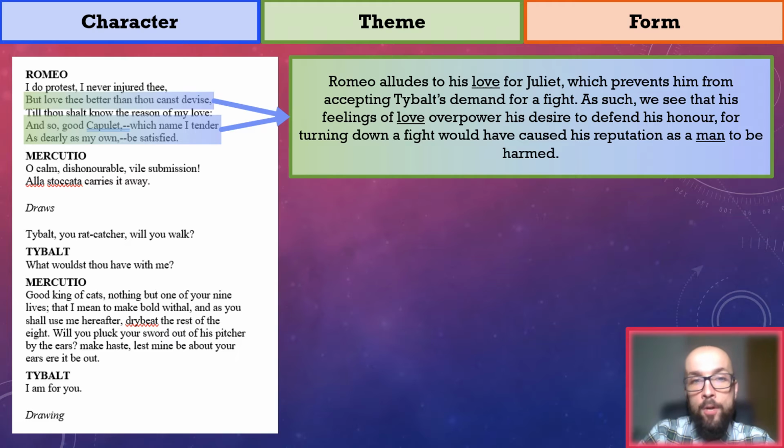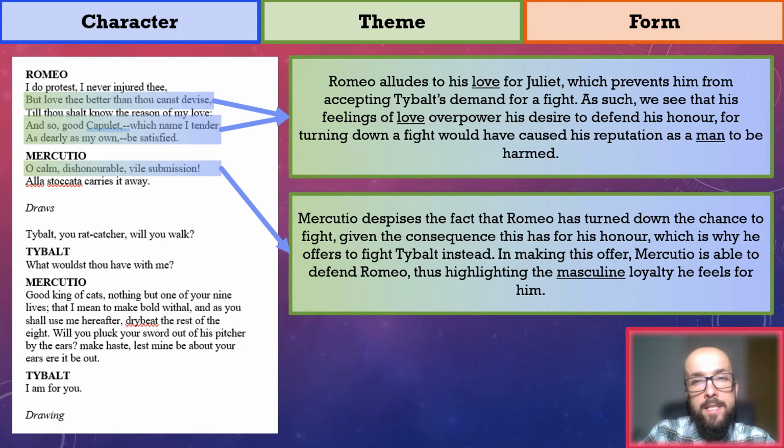Subsequently, we see that Romeo's feelings for love overpower his desire to defend his honour, for turning down a fight would have caused his reputation as a man to be harmed, which would have been seen as a threat to his honour in Shakespeare's time. The list of 3 adjectives Mercutio uses to describe Romeo's refusal shows that he despises the fact that Romeo has turned down the fight, given the consequences that this has for Romeo's honour.